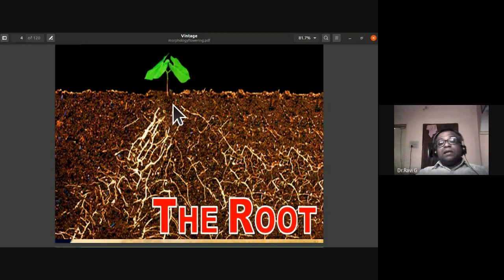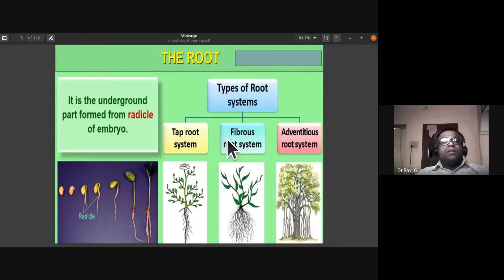Whereas in a dicot plant, the roots go deeper into the soil. They have this taproot system. So we'll be looking into that and studying the root part of it. So this is the root system we'll be studying about. So the root, it is the underground part.